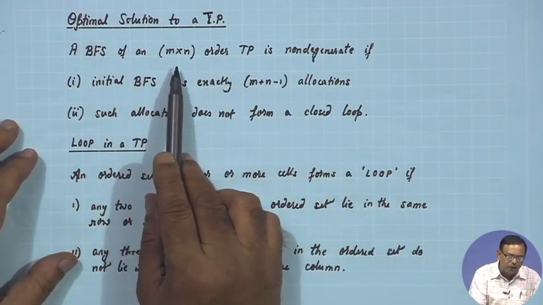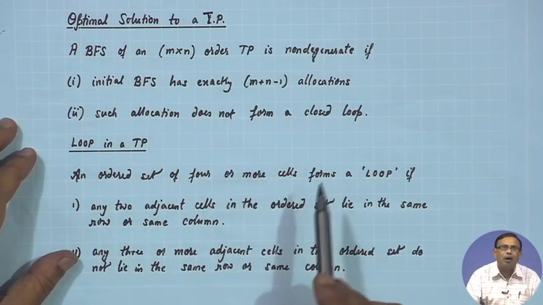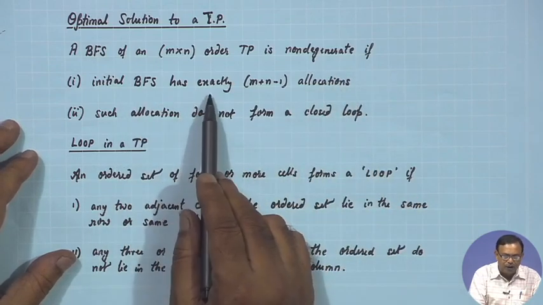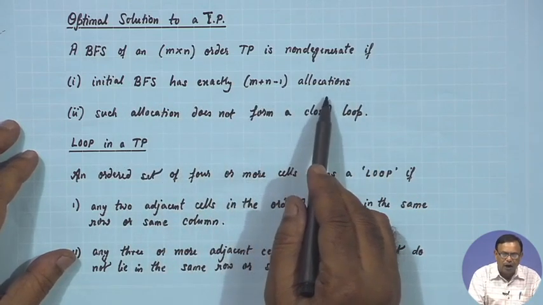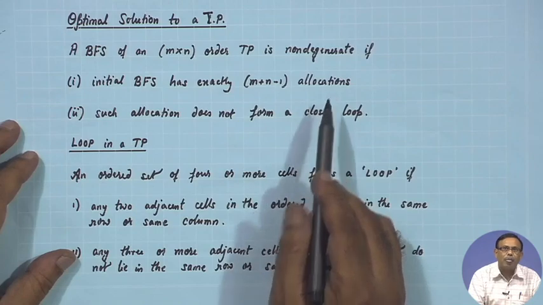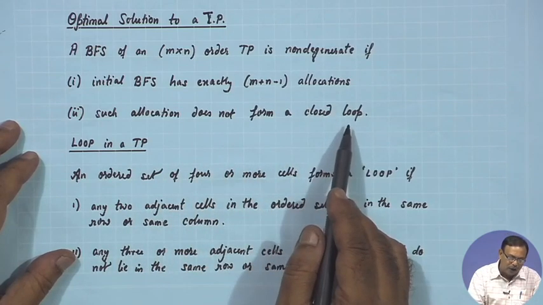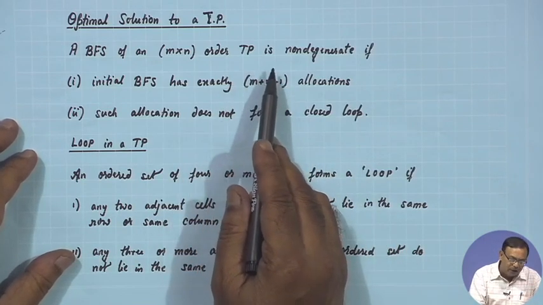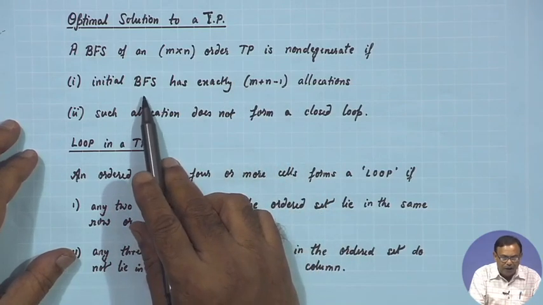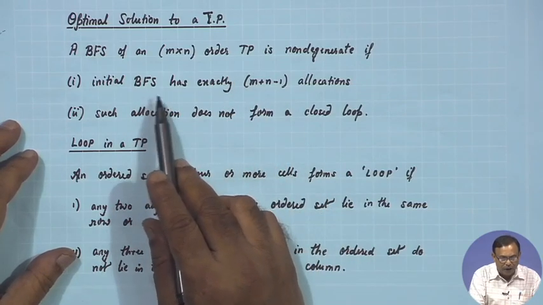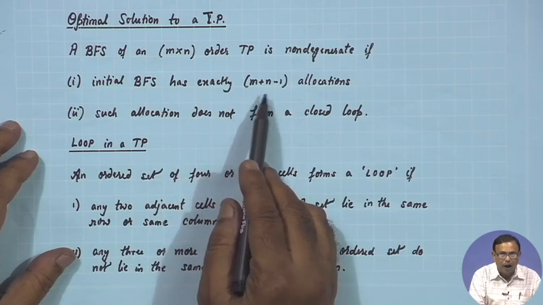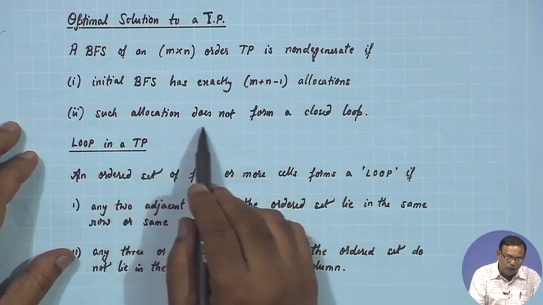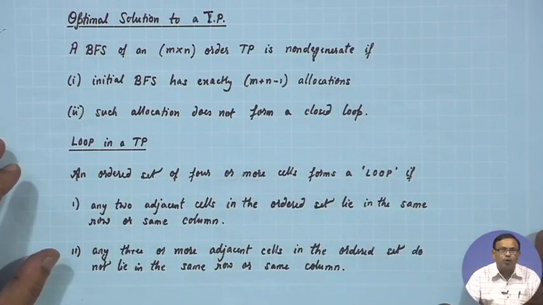A basic feasible solution of an m cross n ordered transportation problem is non-degenerate if the initial basic feasible solution has exactly m plus n minus 1 allocations, and such allocations do not form a closed loop. So, the solution will be non-degenerate if the initial basic feasible solution has exactly m plus n minus 1 allocations and the allocations which we have made do not form a closed loop.